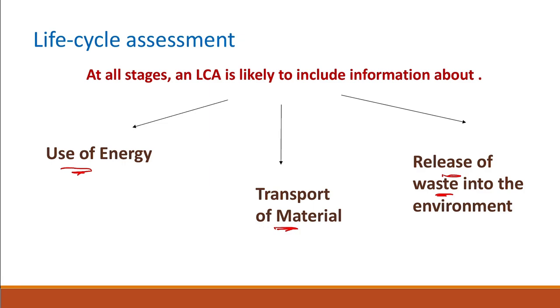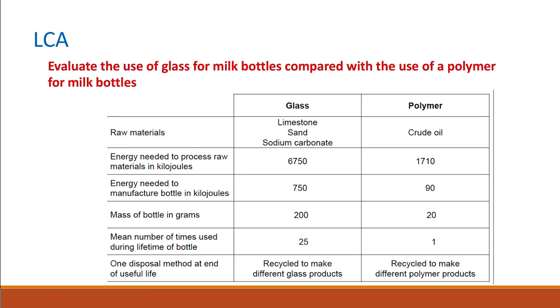for all of the four stages. So this is an example of a life cycle assessment for two different products, which are glass and polymers, and using them for milk bottles. As you can see here, they will give you information about the energy, about the mass of the bottle, and about the number of times they can be used during their lifetime, and then about their disposal.